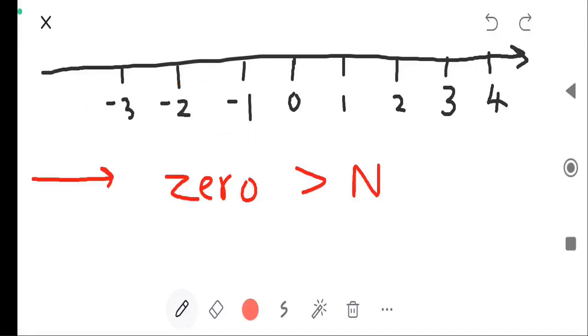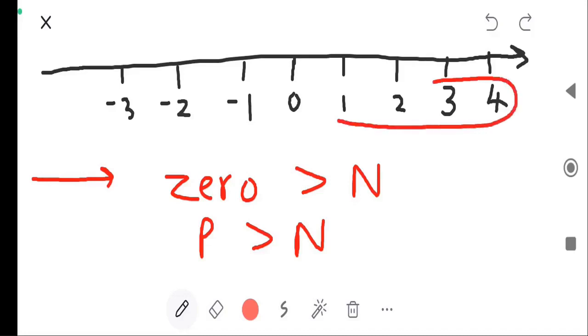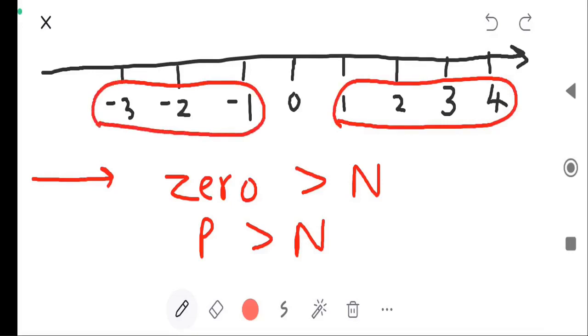We can also say that all positive integers are greater than all negative what? Integers. I use p to represent positive integers and I use n to represent negative integers. The reason why all positive integers are greater than all negative integers is because all the positive integers come after all the negative integers as you move towards the right on the number line.